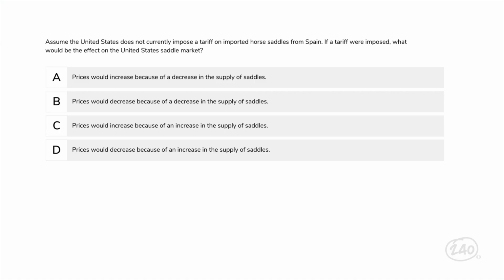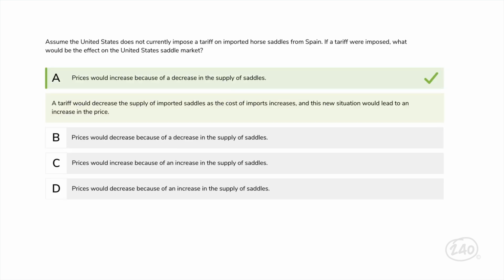Ready for another practice question like one you can expect on the test? To round out our category, here's a world economics question. Assume the United States does not currently impose a tariff on imported horse saddles from Spain. If a tariff were imposed, what would be the effect on the United States saddle market? The answer is A, because a tariff would decrease the supply of imported saddles as the cost of imports increase. And this new situation would lead to an increase in the price.